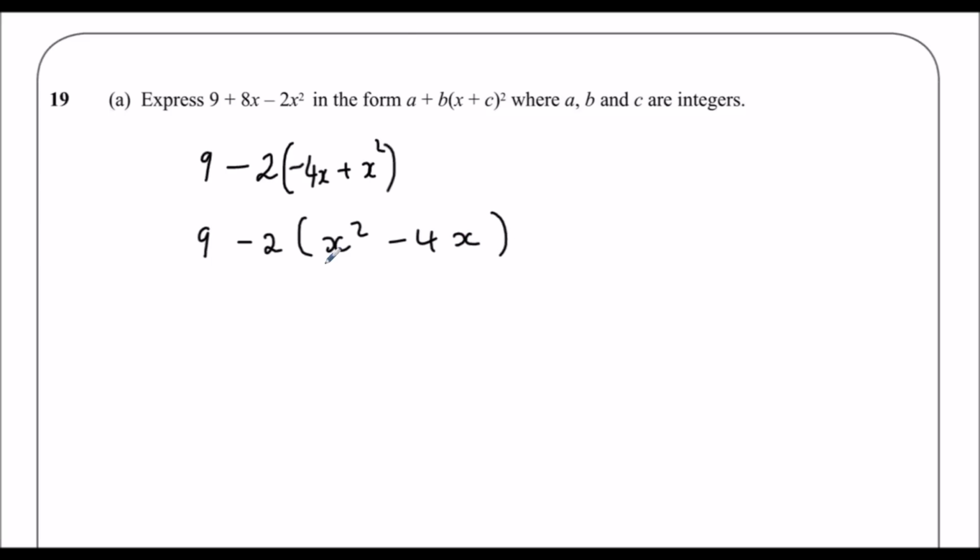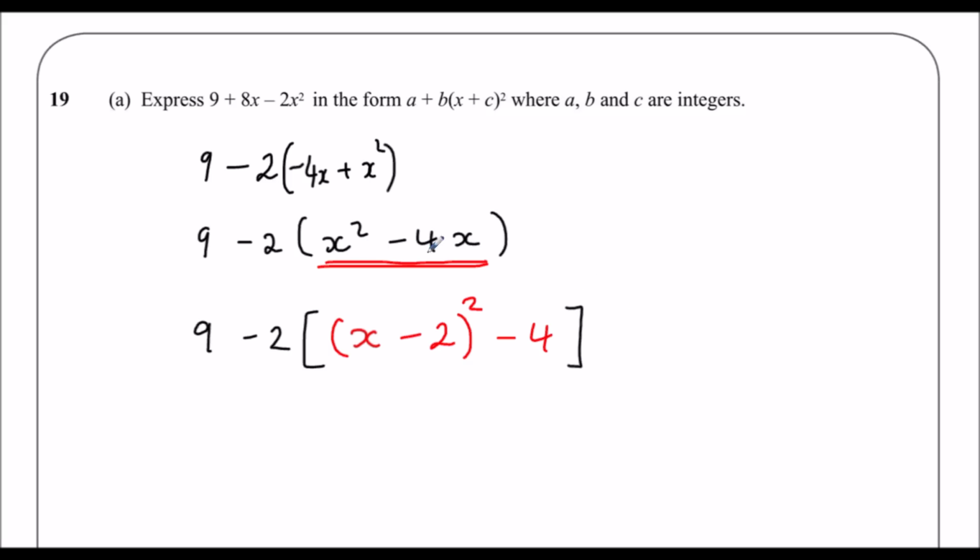So now I'm going to complete the square on this bit, x squared minus 4x. So I've got 9 minus 2, and then I'll do a big bracket. I'm going to complete the square on this bit. So I've got x. I'm going to half the x term. Half negative 4 is negative 2. So I want x minus 2 squared, and then take away this number squared, which is 4. So x squared minus 4x is the same as x minus 2 squared, take away 4.